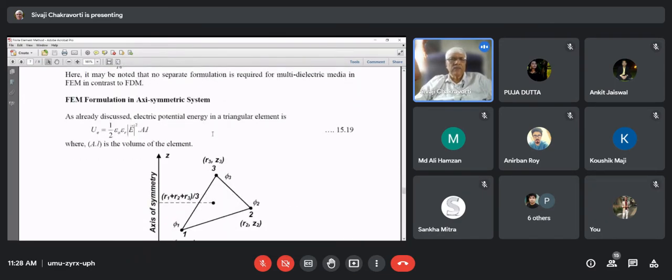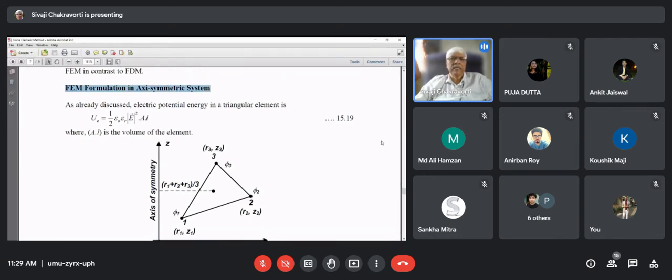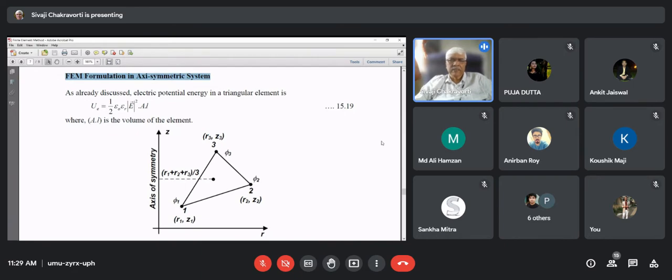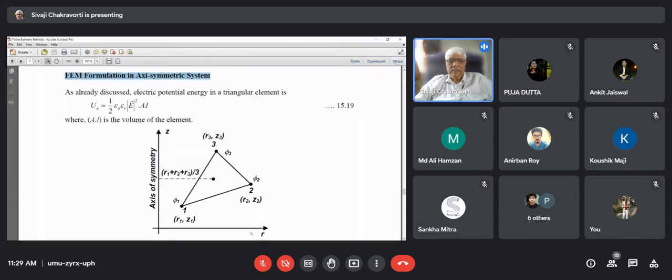Now look at the next one, that is if I look into the FEM for axisymmetric system. Now if you remember, I have explained the axisymmetric system, that it is rotationally symmetric around the axis of symmetry, as you can see now in the diagram below at the bottom of your screen.